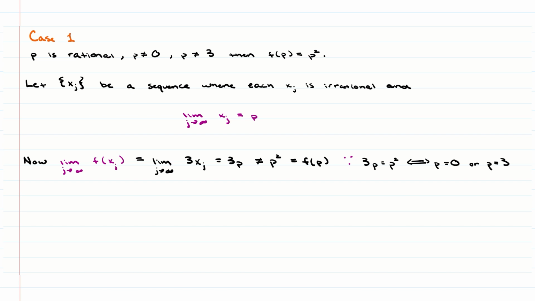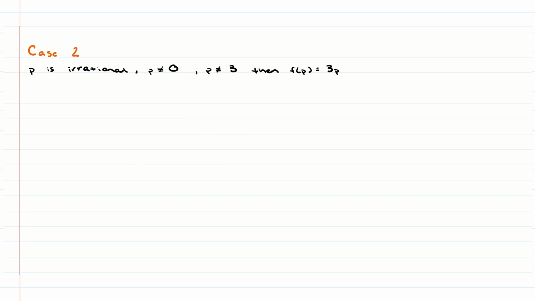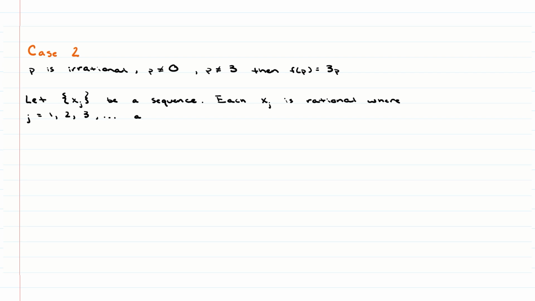Alright, now let's move on to case 2. Case 2 states that if p is irrational and p does not equal 0 or p does not equal 3, then f of p equals 3p. And now we'll let the sequence x sub j exist, and each x sub j is rational, and the limit as j approaches infinity of x sub j equals p.